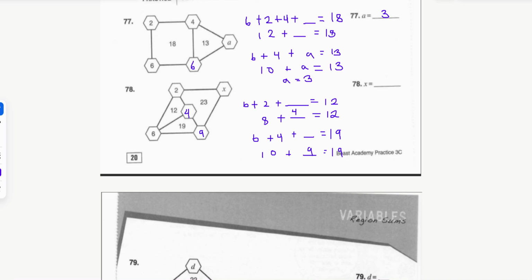Then we have to use the region with the sum of 23 to write the final equation. 2 plus 4 plus 9 plus x equals 23. So we can simplify this expression on the left by adding 2 plus 4 plus 9. This gives us 15 plus x equals 23. Since 15 plus 8 equals 23, x equals 8.